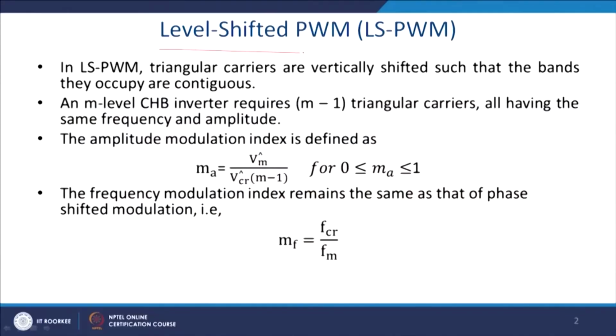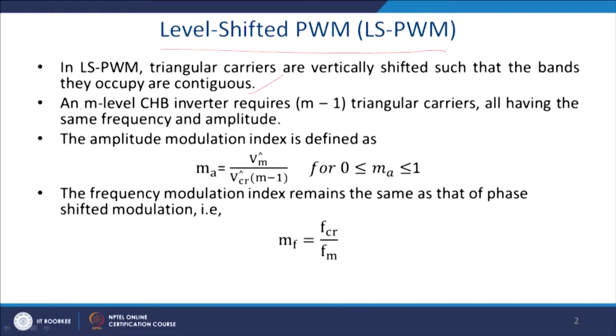Now we were discussing the phase shifted PWM, and just for the recap I am discussing it. Please refer to my previous lecture. In the level shifted PWM, the triangular wave carriers are vertically shifted. In the next slide I am going to show you a picture in which the bands they occupy are contiguous. That means you will find it more compact.